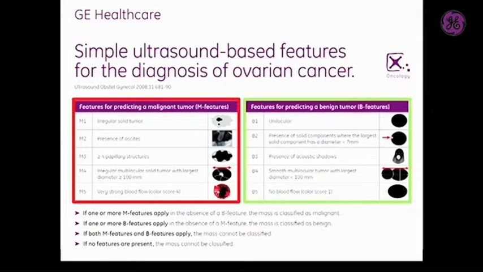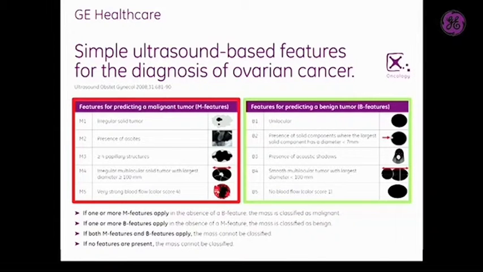The mass is regarded as benign if only benign features are present, one or more, in the absence of malignant features. However, if both benign and malignant features are present, or if no features are found, the mass is regarded as inconclusive.